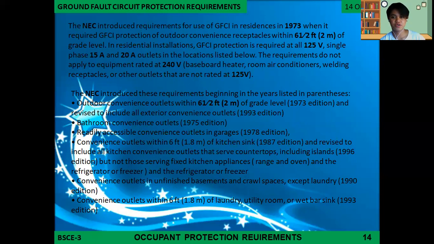Ground fault circuit protection requirements. The National Electric Code introduced requirements for use of GFCI in residences in 1973 when it required GFCI protection of outdoor convenience receptacles within 6.5 feet or 2 meters of grade level. In residential installations, GFCI protection is required at all 125 volt, single phase, 15A and 20A outlets in the locations listed below.